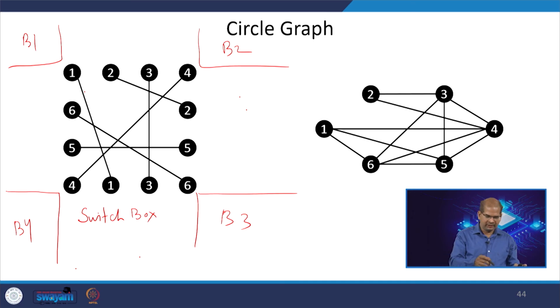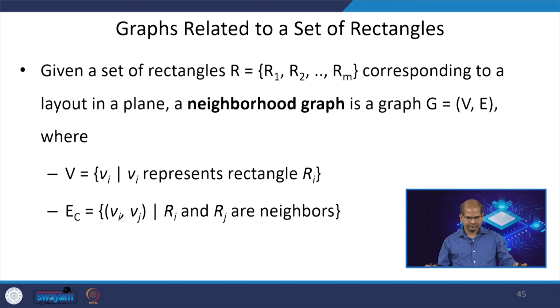If you have an intersection of the lines, then there will be an edge in case of the circle graph. Let us say one is touching 6, 5, 4. One will be 6, 5 and 4. They have an edge between them. Similarly, we can create a circle graph.